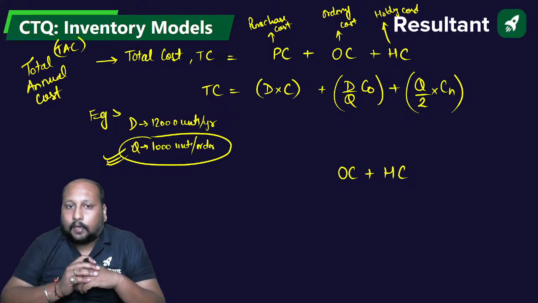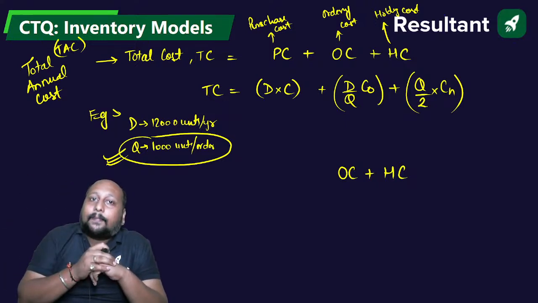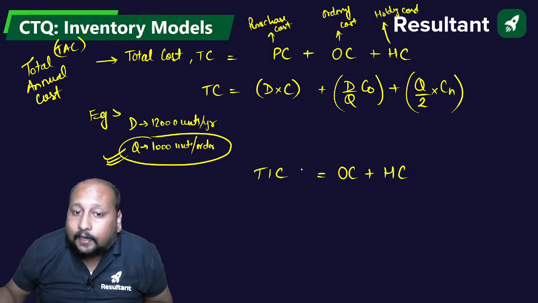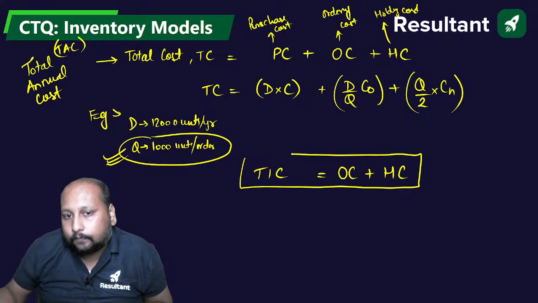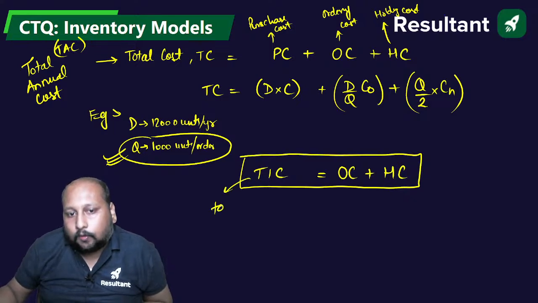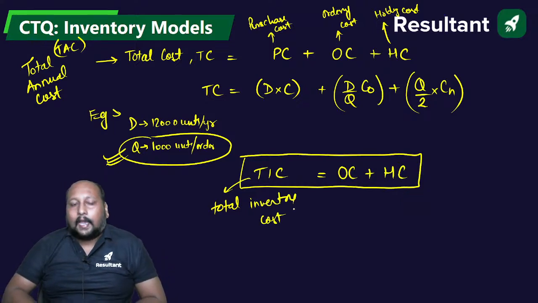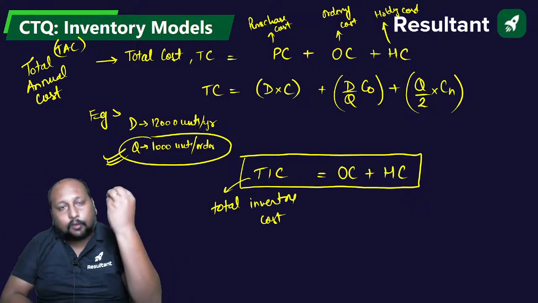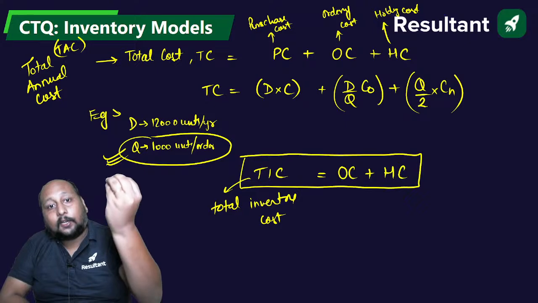Right? Okay, so this type of cost which depends upon the inventory, we call it the total inventory cost, TIC. This is called the total inventory cost. And what is our prime objective of studying EOQ? EOQ means that order size at which the total cost is minimum.